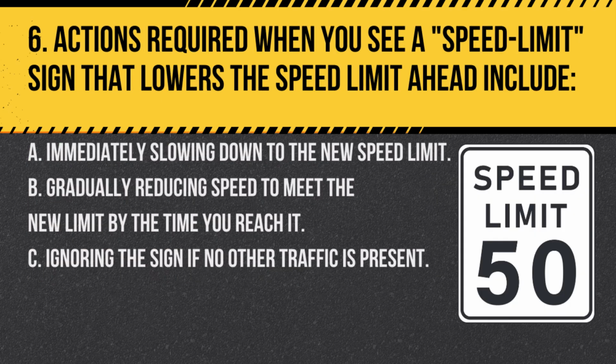Question 6. Actions required when you see a speed limit sign that lowers the speed limit ahead include: A. Immediately slowing down to the new speed limit. B. Gradually reducing speed to meet the new limit by the time you reach it. C. Ignoring the sign if no other traffic is present.